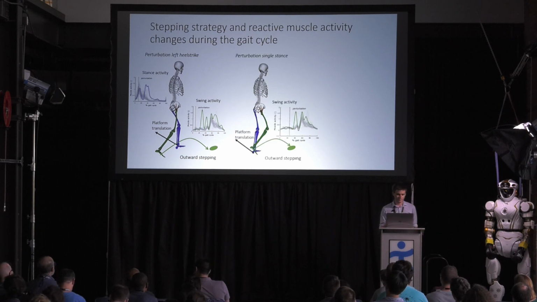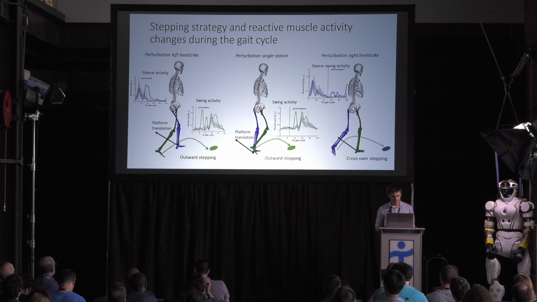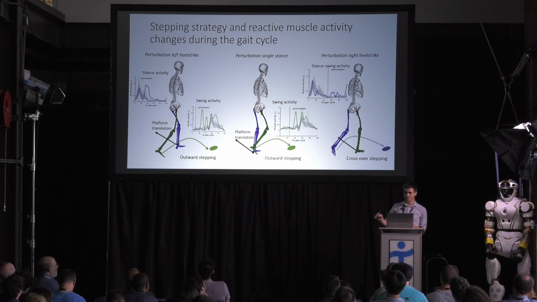When we applied the perturbation a bit later in the gait cycle, we still observed this outward stepping, but only reactive activity of the swing leg hip abductor muscle. Then, when the perturbation was applied when the right foot is on the ground, of course, subjects couldn't use this outward stepping anymore, so they switched to a crossover stepping or inward stepping, and we only observed a small reactive activity of the left hip abductor muscle.